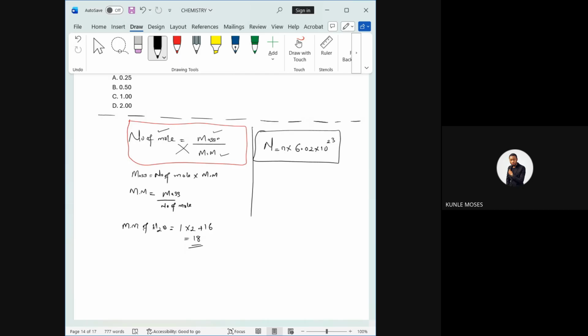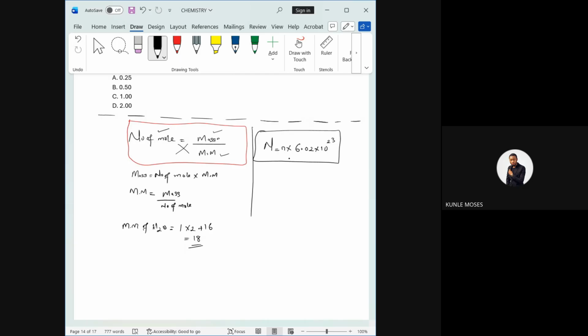So anytime they give you mass, they ask you to find the number of mole, simply firstly find the molar mass. Once you get the molar mass, then you can go back to this formula and say number of mole equals mass over molar mass. Then insert your molar mass and insert the mass that you have been given. Is that clear? It's so simple.